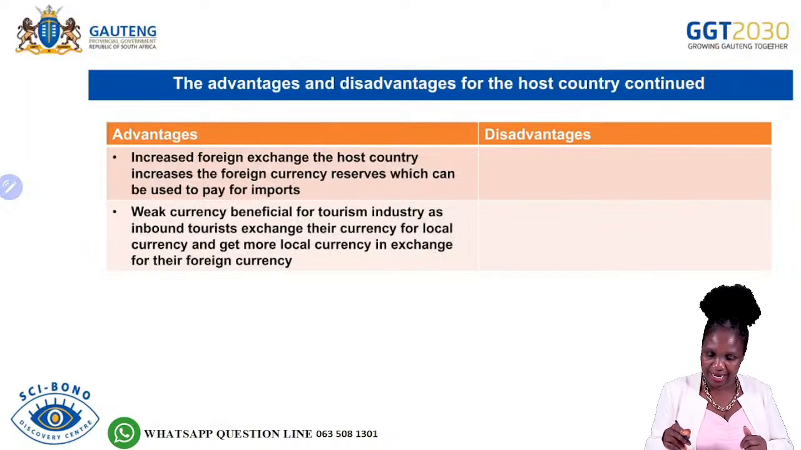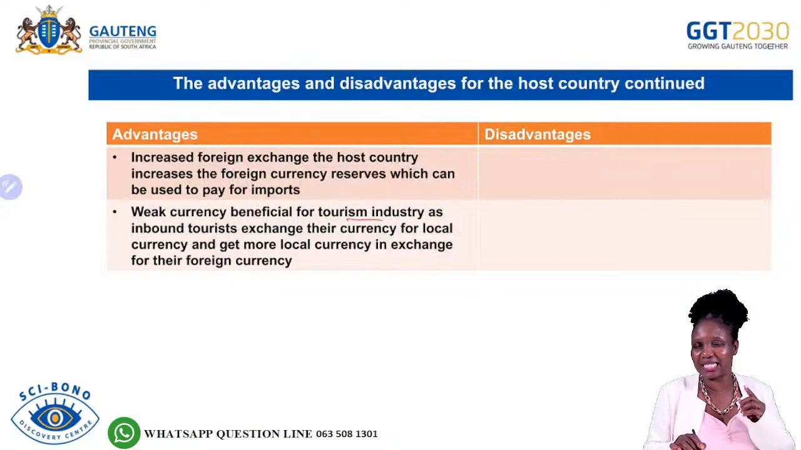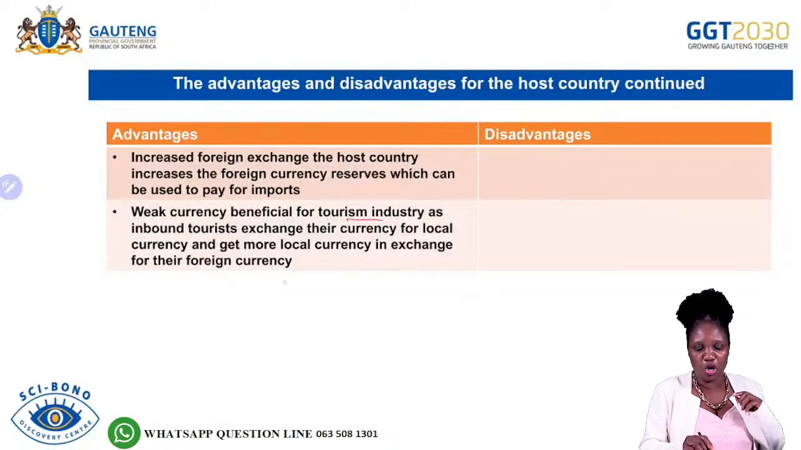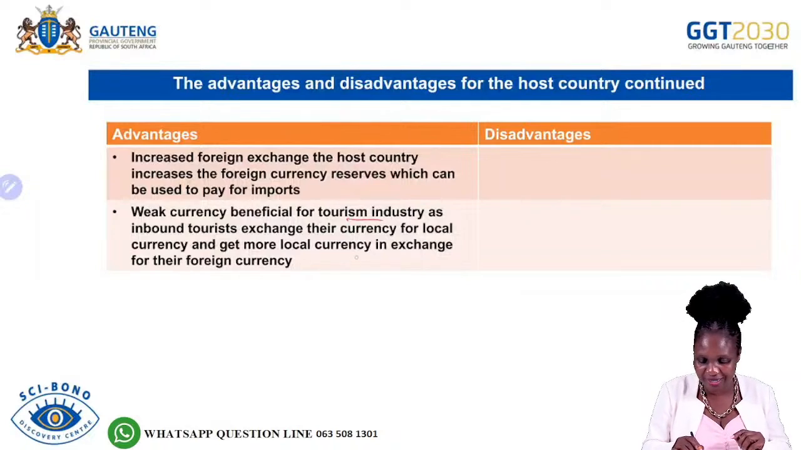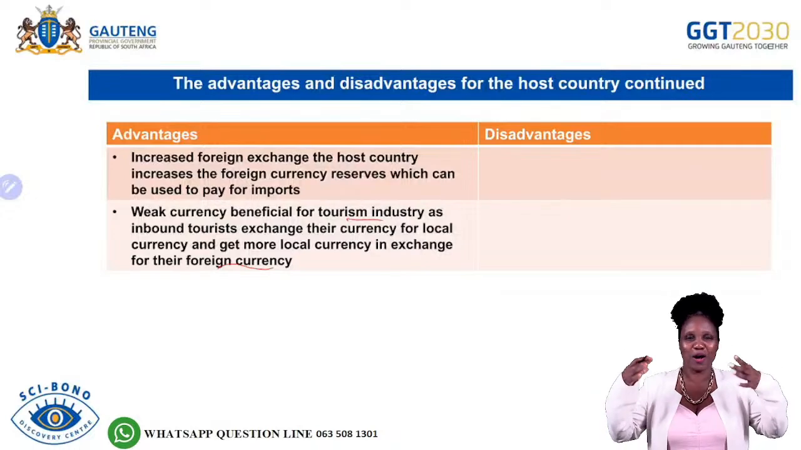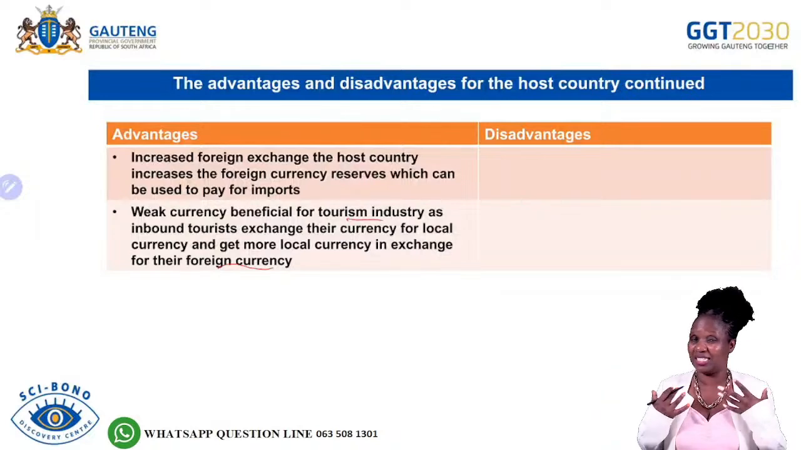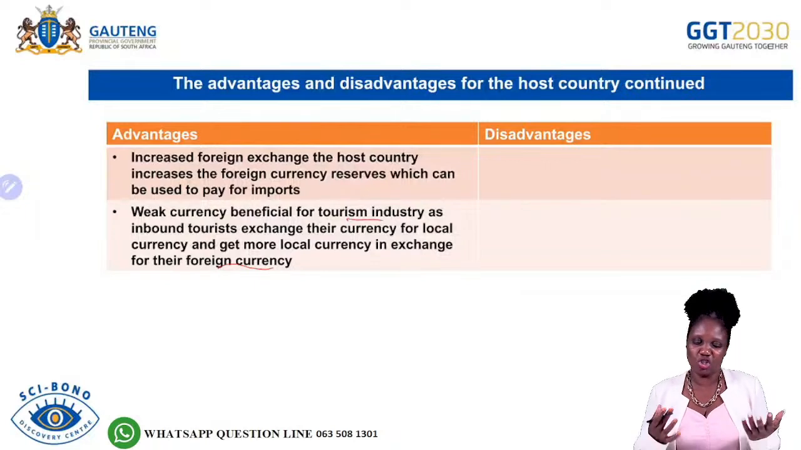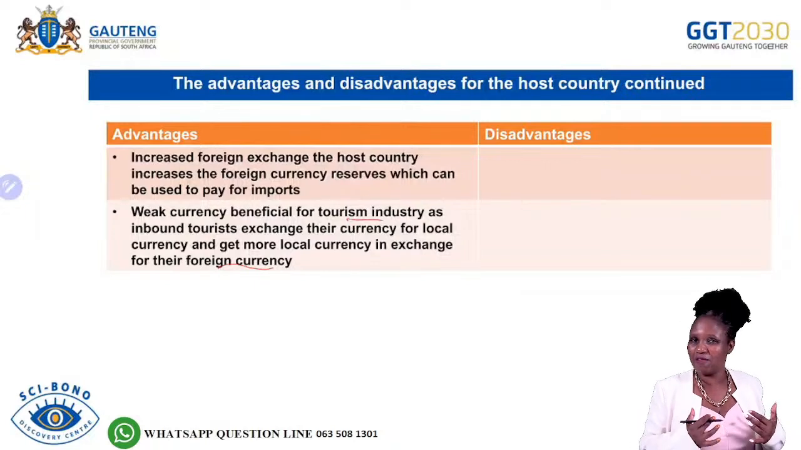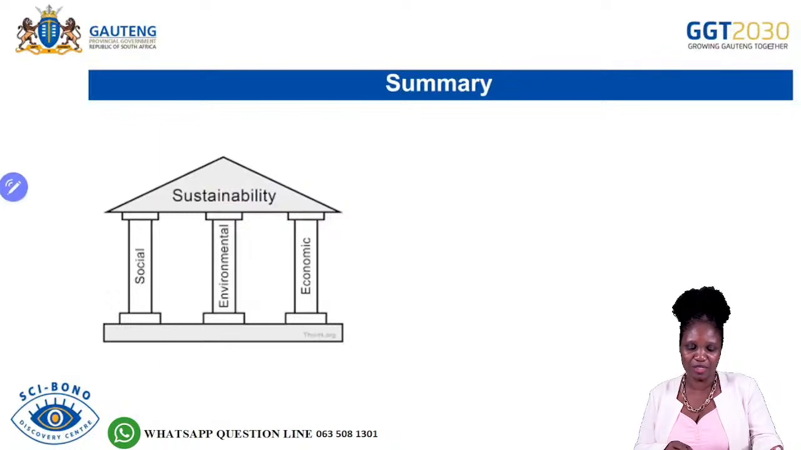And then weak currency benefits. Okay, a weak currency is beneficial for the tourism industry as inbound tourists exchange their currency for local currency and get more local currency in exchange for their foreign currency. Okay, the weak currency is benefiting the inbound tourists. They will want to spend more because it's a cheap holiday for them. They tend to spend more. Then the host country is benefiting. Therefore, it is an advantage. All right, let's move on.